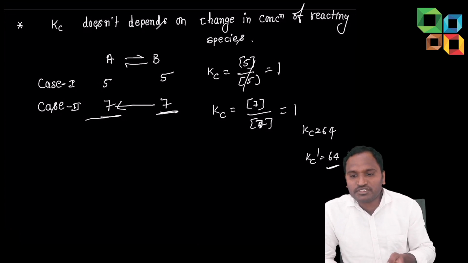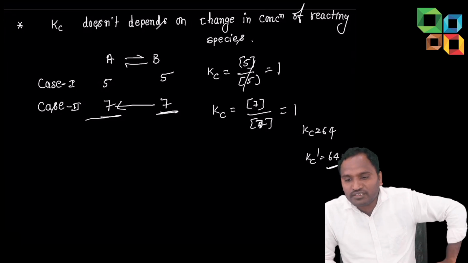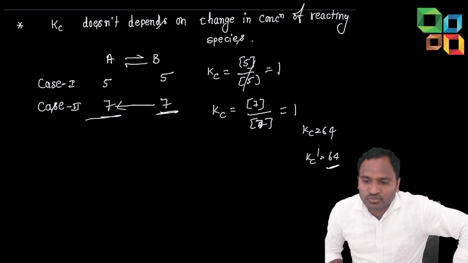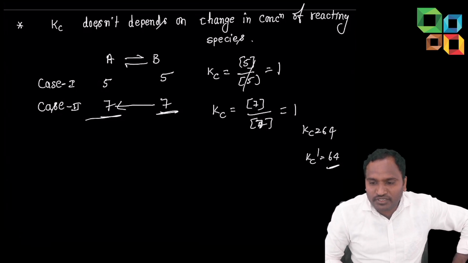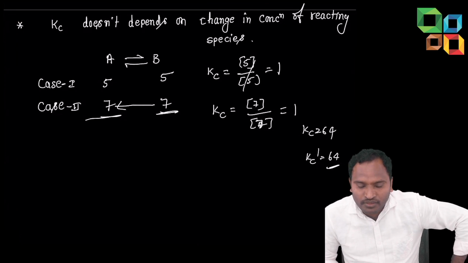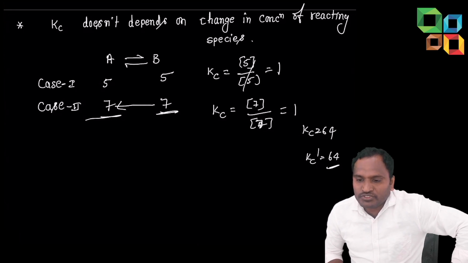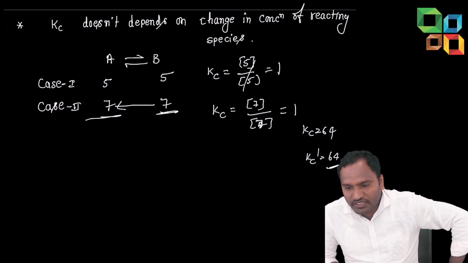The equilibrium constant is the ratio of product concentration by reactant concentration, right? So it will not change. That is the point I've given. Understood, students? Equilibrium constant does not depend on change in concentration of reacting species.